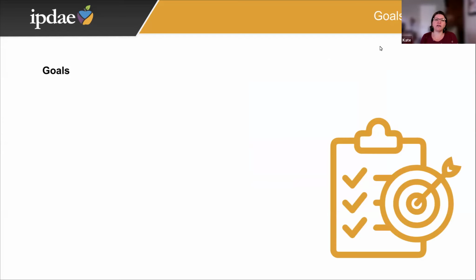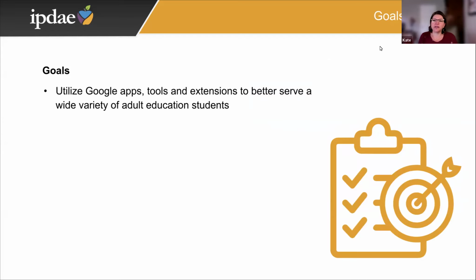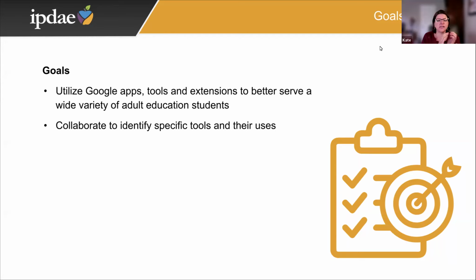All right. So our goals today, we're going to be utilizing some Google Apps and some extensions to better serve a wide variety of adult education students. And then hopefully we're going to get some time to collaborate to identify some specific tools and how you can use them specifically. Like I said, we're going to have a lot today. It's going to be a very bird's eye view, so kind of like your College 100 class, because honestly, a ton of these things we're going to be looking at, I could spend an entire hour on. And so I'll give you guys a little bit of time to play with some of the specifics.